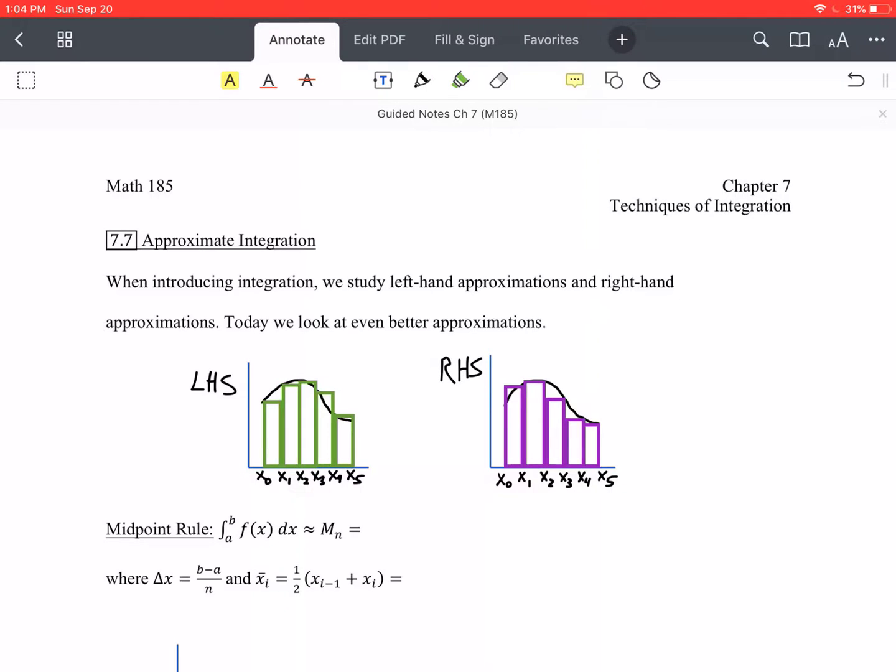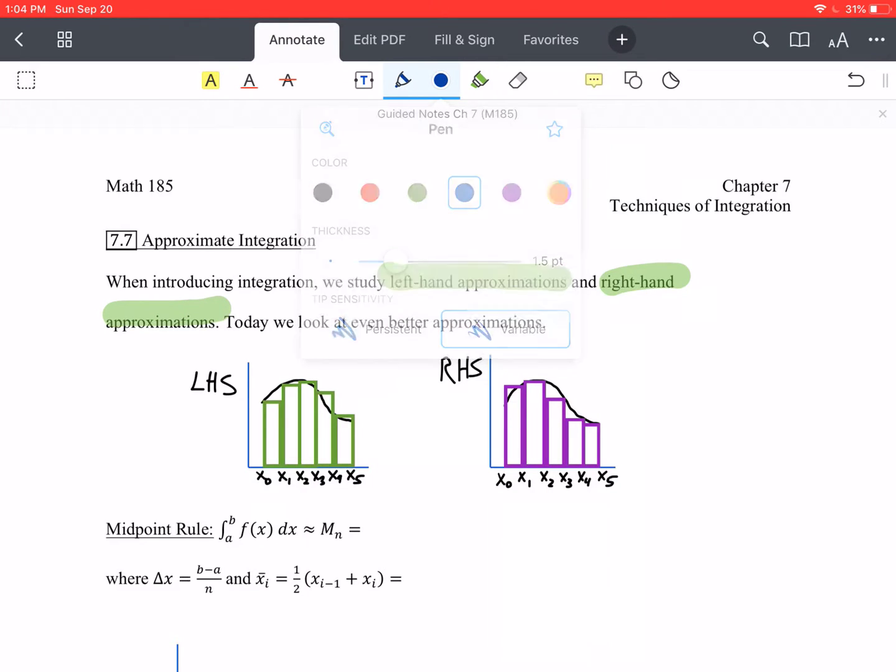Alright, we are in section 7.7 looking at approximate integration. So when introducing integration, think back to your Calc 1 days. We talked about two different ways of approximating. That was via left-hand approximations and right-hand approximations. And we used these to kind of narrow down the value of the integral, right?